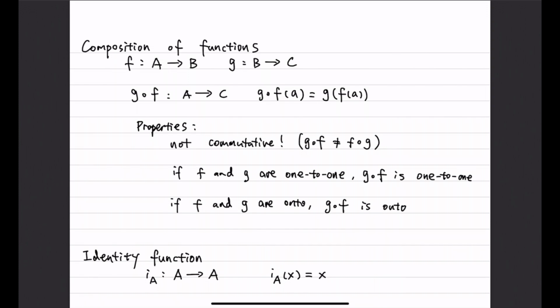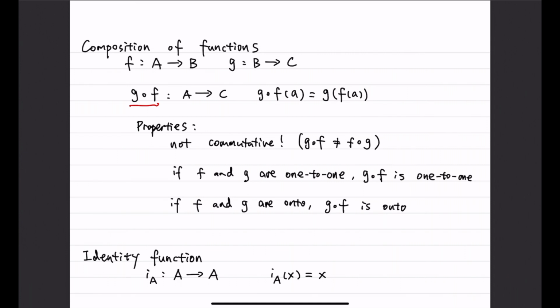Now let me introduce the notion of function composition. Let f be a function from the set A to the set B, and let g be a function from the set B to the set C. Then g compose f is a function from the set A to the set C that maps every element a into g of f of a. So you apply f first, and then you apply g to get the image of a under g compose f.